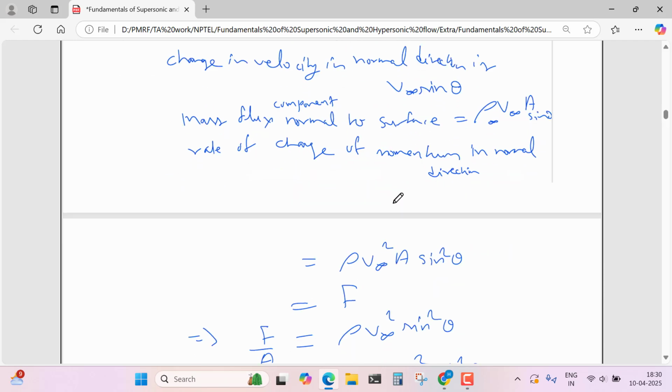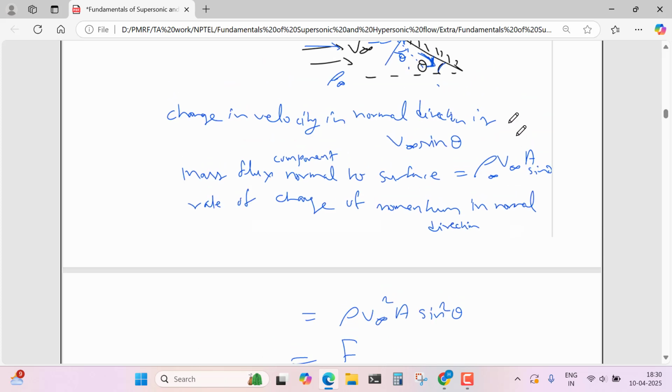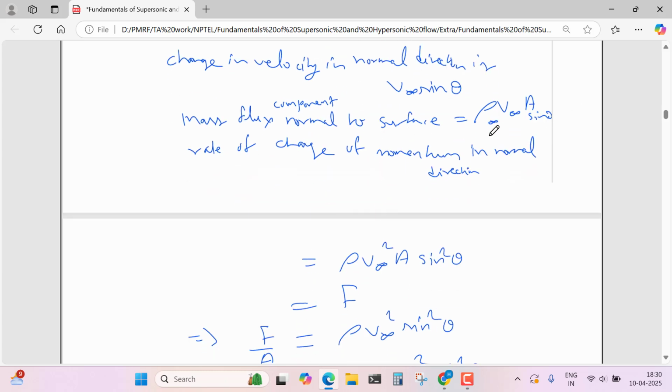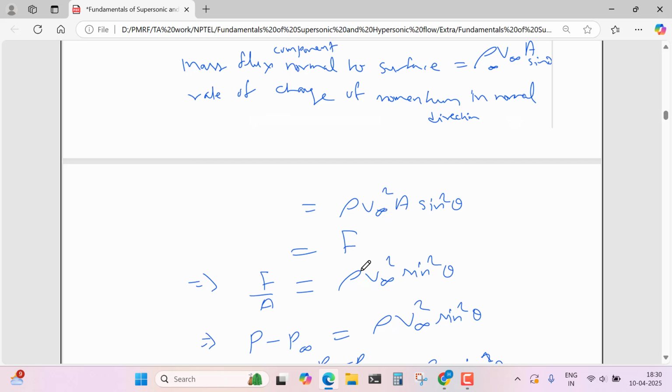And what is the rate of change of momentum in the normal direction? Mass flux times change in velocity, m times delta v. So m is rho infinity V infinity A sin theta and delta v is V infinity sin theta. If you multiply both, it will give rho infinity A V infinity square sin square theta. And this rate of change of momentum in the normal direction is nothing but force. If we divide this force by area, we will get the pressure, which will be equal to rho infinity V infinity square sin square theta.